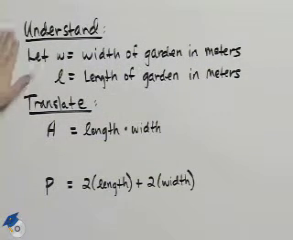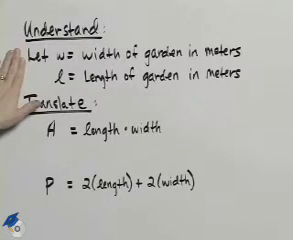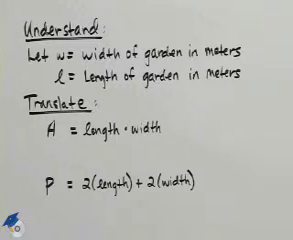We will first understand the problem. We'll do so by defining our variables. We'll let W equal the width of the garden in meters and L equal the length of the garden in meters. Next, we'll translate, in other words, write an equation or equations that will help us solve this problem.